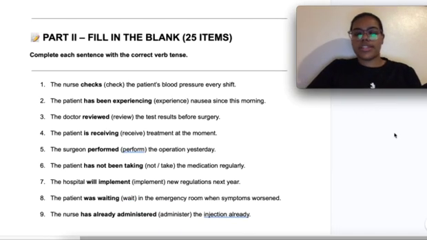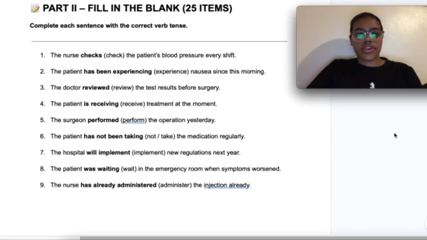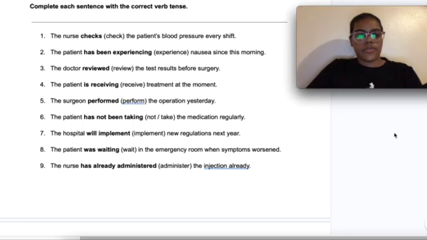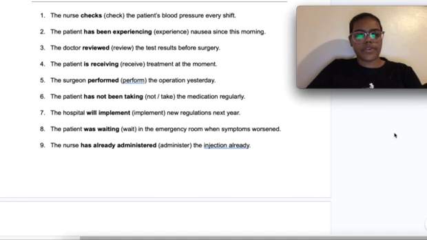Part 2, fill in the blank. 25 items. Number 1. The nurse checks the patient's blood pressure every shift. 2. The patient has been experiencing nausea since the morning. 3. The doctor reviews the test results before surgery. 4. The patient is receiving treatment at the moment. 5. The surgeon performed the operation yesterday.